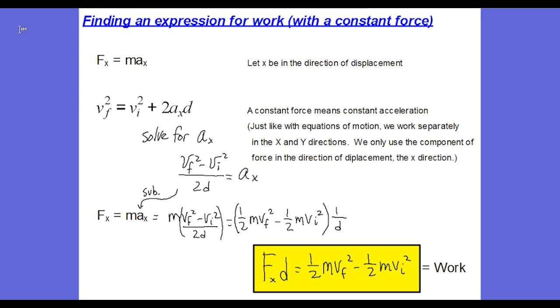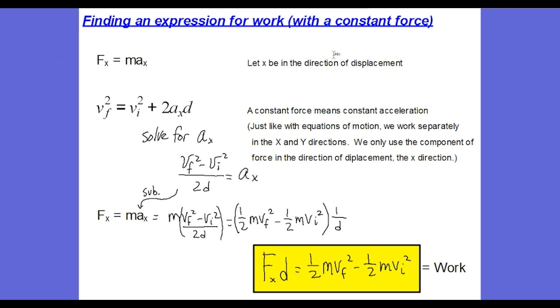Let's develop an expression for work, and let's use a constant force to do that. We know that a force causes acceleration, so let's let the x direction be the direction of the displacement, and we know from using equations of motion that we work separately in the x and the y directions. So an acceleration in the x is caused by a force in the x. Even if the force has a component in the y, that does no acceleration in the x.